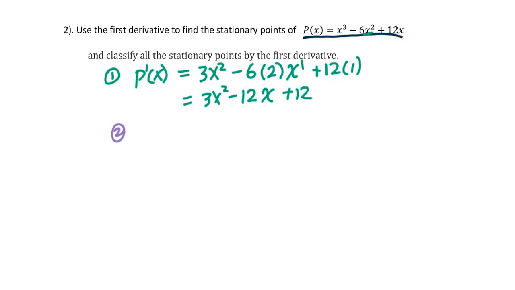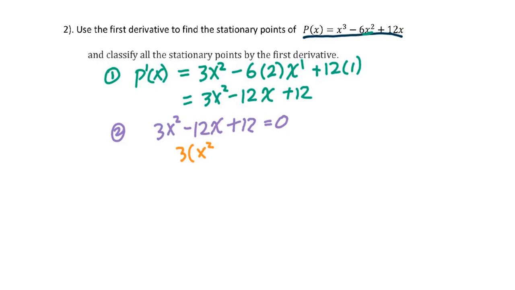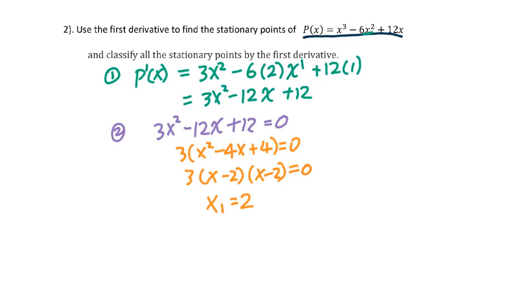Now the second step is we will set up the derivative equal to 0. So 3x squared minus 12x plus 12 equals 0. You can use a graphing calculator to solve to get the 0, or we can factor this. You will get x squared minus 4x plus 4 equals 0. So you get x minus 2 times x minus 2 equals 0. So x1 equals 2. We only have one solution to this derivative.